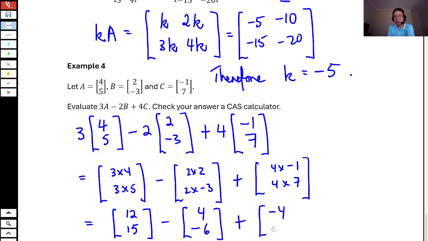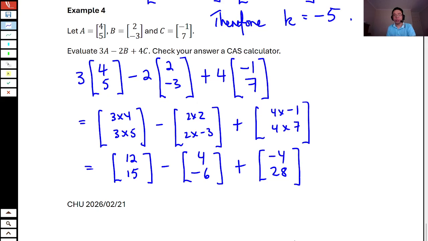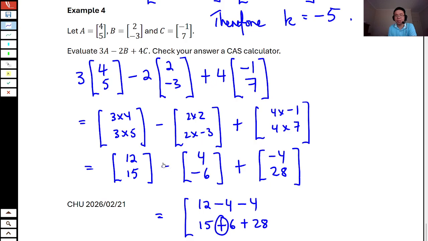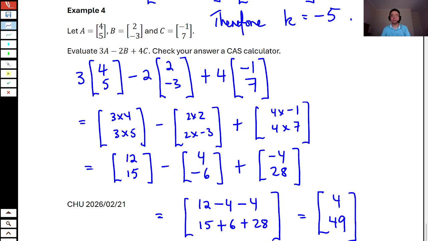All right, so we'll do that calculation. And we can combine everything into one matrix. So the top row will be 12 minus 4 minus 4. And the bottom row will be 15 plus 6 plus 28. This is a plus because I've got minus and minus here. 12 minus 8 gives me 4. 21 plus 28 gives me 49. Okay?